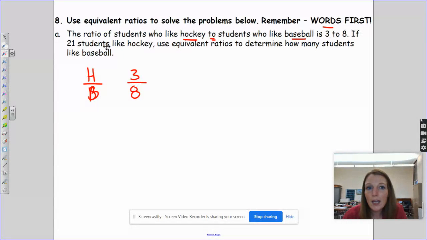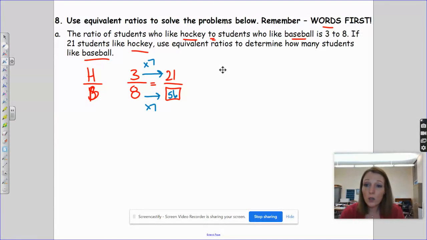So then when we read on, it tells us that 21 students like hockey. Now I know that I'm going to write an equivalent ratio, and that 21 must go with the students that like hockey. And since I already set it up with this H on top, I know that the 21 goes up there. So it wants to know how many students like baseball. So really, if I can just figure out what goes here, that will be the answer to the question. So with equivalent ratios, I know that I can multiply 3 times 7 to get 21. So if I do 8 times 7, this would be a 56.